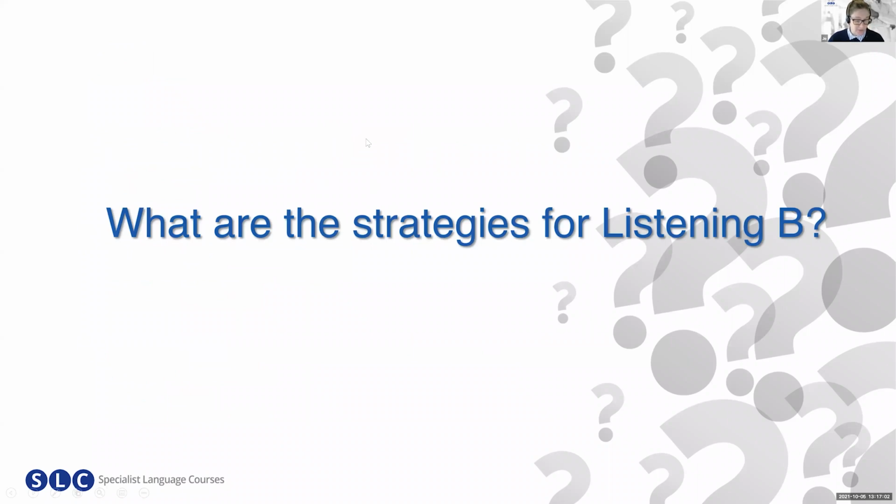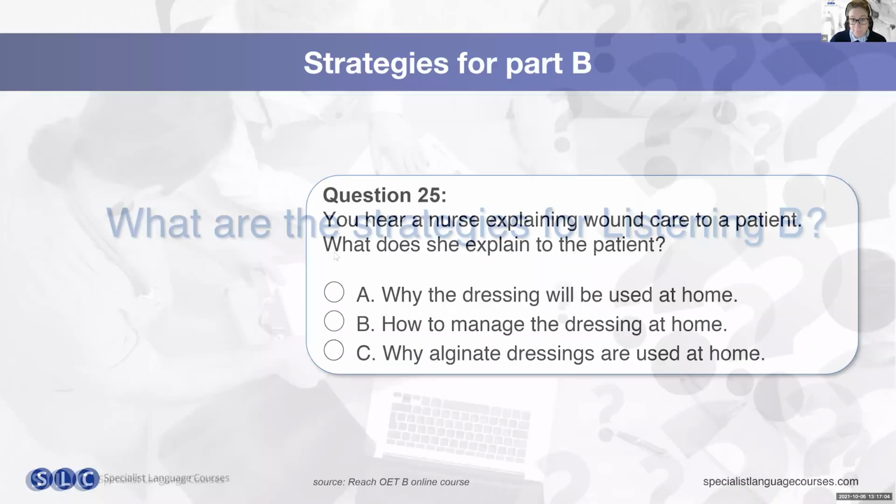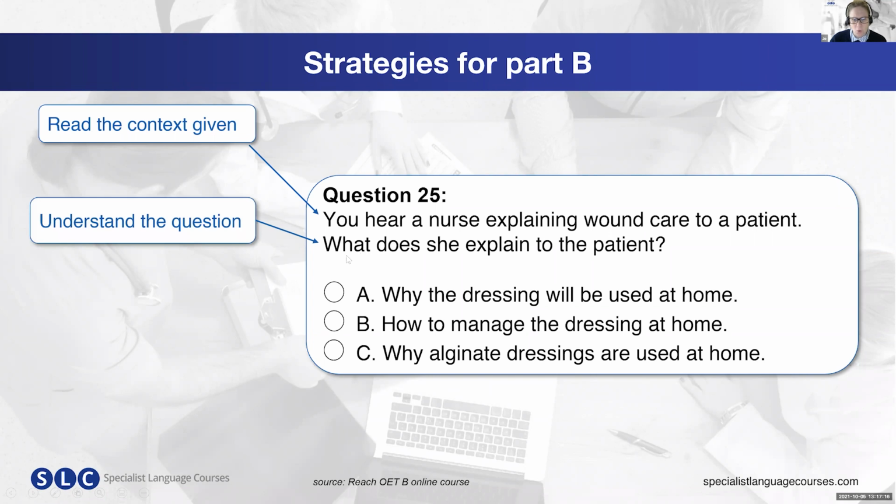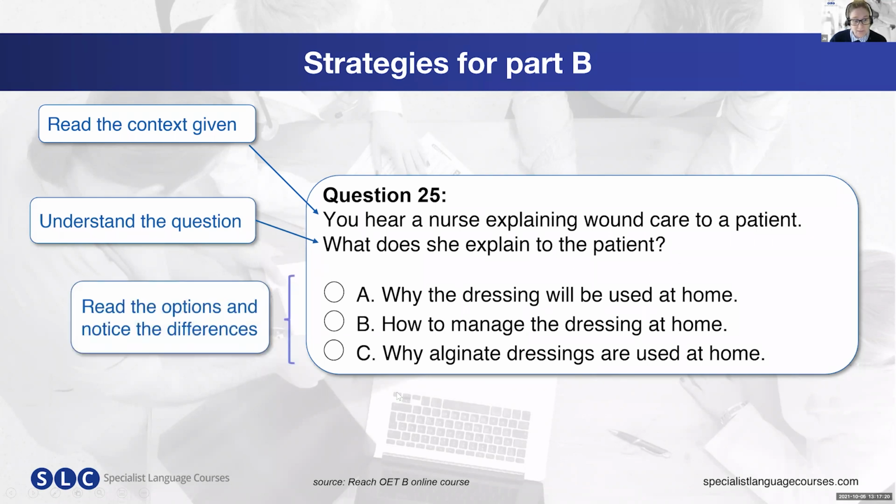So strategies for listening B. You've obviously got the context, so that's the first thing you do. Prepare your brain for what you're about to hear. So you hear a nurse explaining wound care to a patient. Then look at the question: what does she explain to the patient? Then read the options and notice the differences between them. You need to do this before you listen because you just can't do it while you're listening.